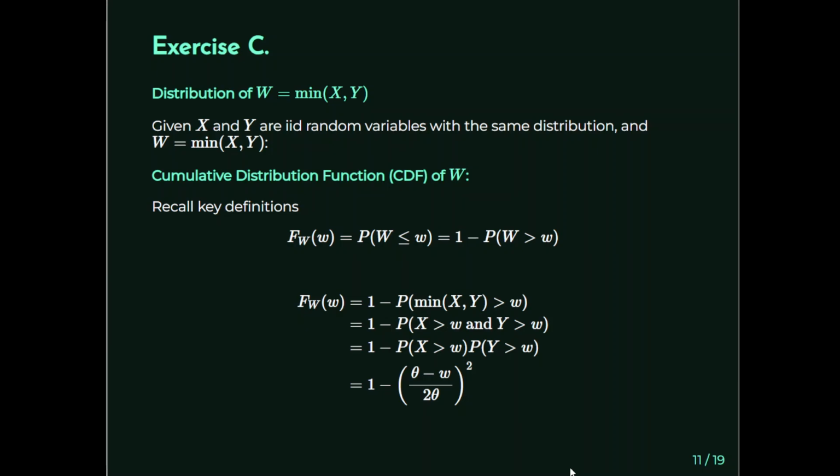Just recalling those definitions and going from that bottom equation array, from the first line to the second line, that's the trick there. Don't overthink it. It's just to say if the minimum is greater than this, that means they're both greater than this value. And they're independent, so you just separate them out.